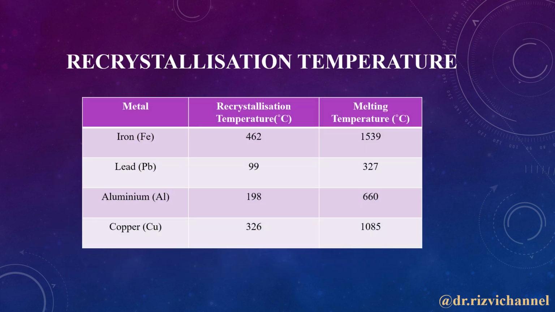Here you can see the recrystallization temperature of four metals. For example, iron is there. Iron's melting point is 1539 degree and its recrystallization temperature is 462, which is near about 0.3 to 0.4 times of its melting point.